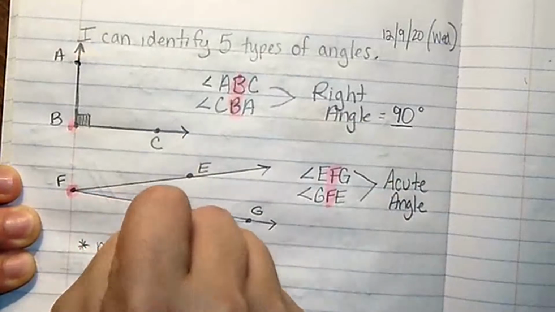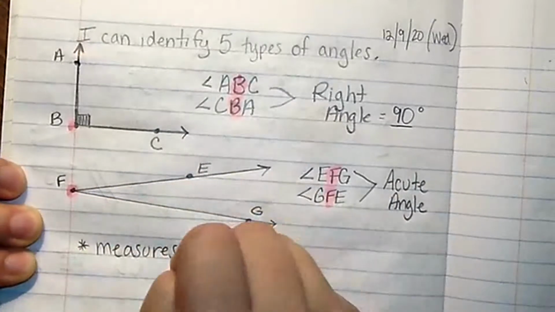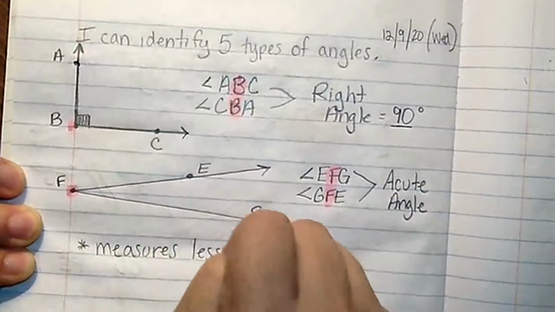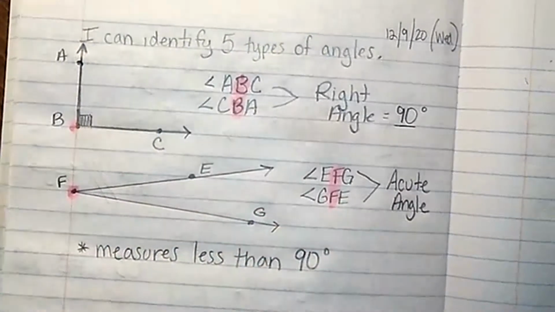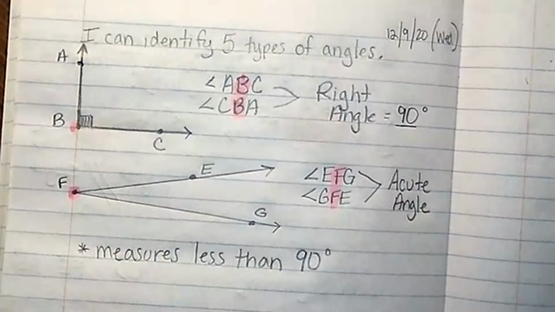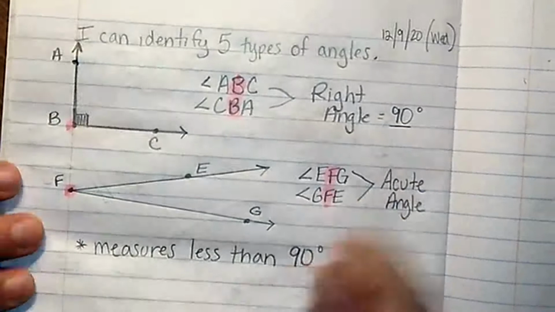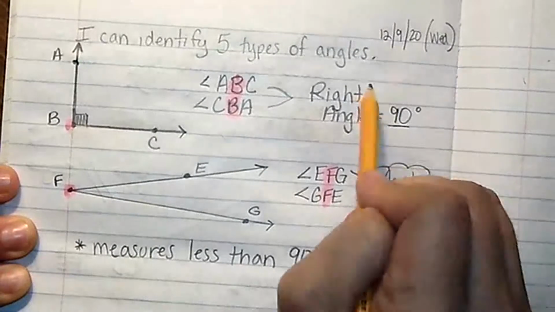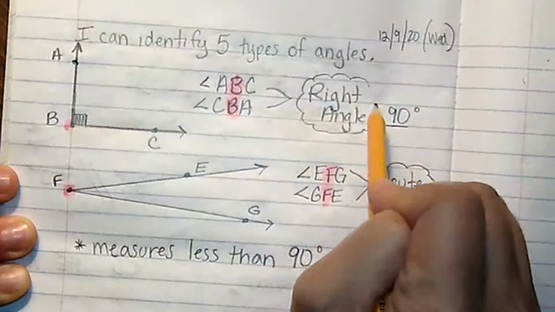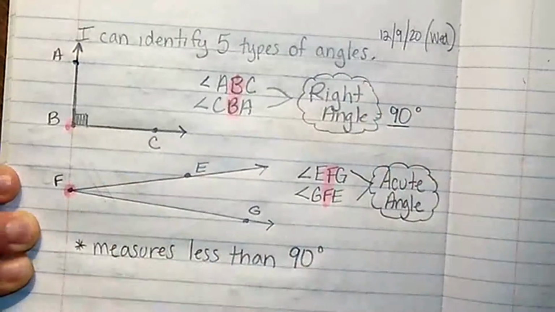measures less than 90 degrees. So it could be 89, 88, 87, all the way to 1 degree. It could be the teeniest little angle you could make. This would be an acute angle. Think about a cute little baby. It's a cute little angle.